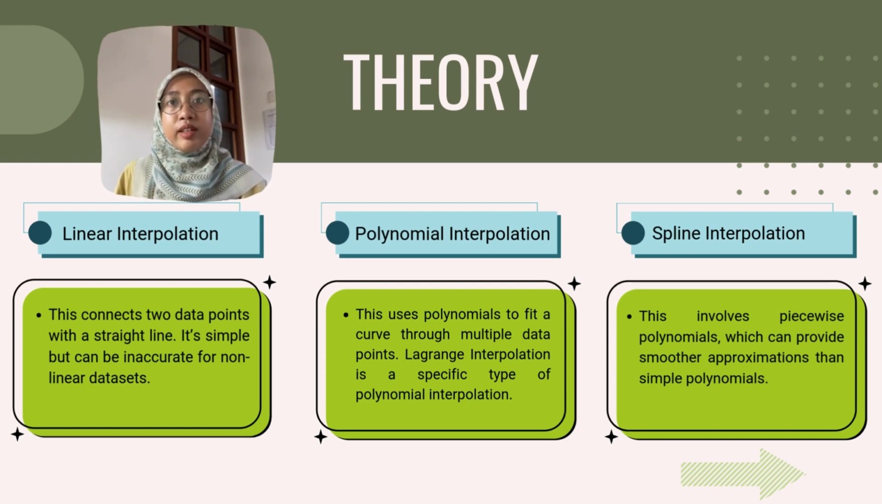Next is polynomial interpolation. In this method, we use polynomials to create a smooth curve that passes through multiple data points. It is useful when we need a precise fit for small datasets. Lagrange interpolation is one specific type of polynomial interpolation. Finally, we have spline interpolation. Instead of using one large polynomial, it divides the data into smaller sections and applies different polynomials to each. This makes it better for large datasets and provides smoother results.